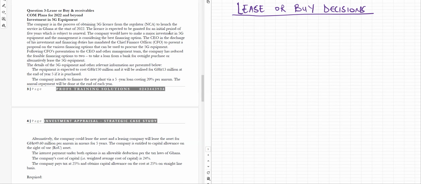And in this session, we will be looking at lease or buy decisions using discounted cash flow. Actually, in the strategic case study exam, lease or buy decisions take two forms. We have the first type, which is the normal financing decision, where we use discounted cash flow, and that is what we'll be looking at today. And then the second type is where we use the financial statement approach.